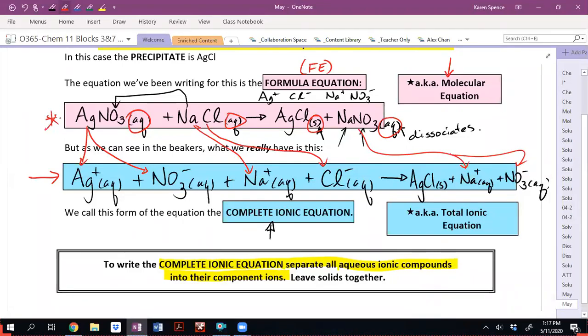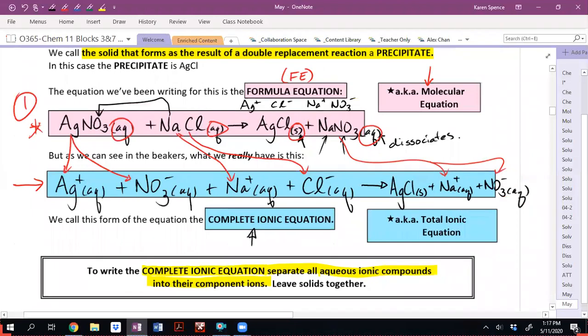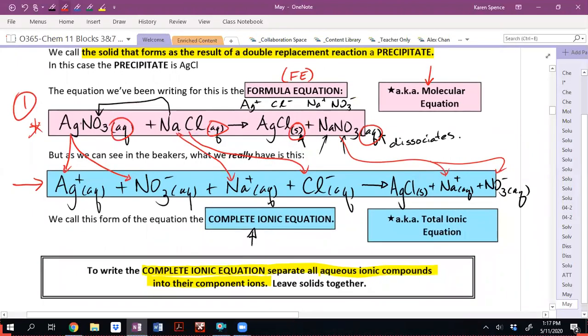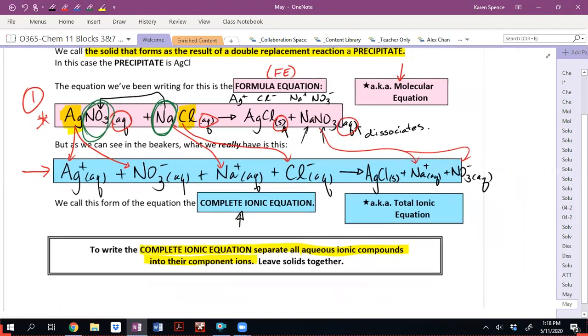So the steps in this process are that number one, you're going to write the formula equation. And in doing so, it's gotten really messy now, but you'll see it's a double replacement. And if we have a double replacement, the silver has to swap partners. So it's going to get together with the chloride anion. And the sodium is going to swap partners, so it's going to get together with the NO3 anion. So we'll never be given an equation that looks like the blue. You're not going to be expected to predict the products from the blue one. Good question.